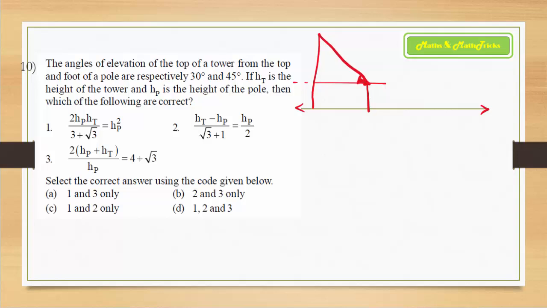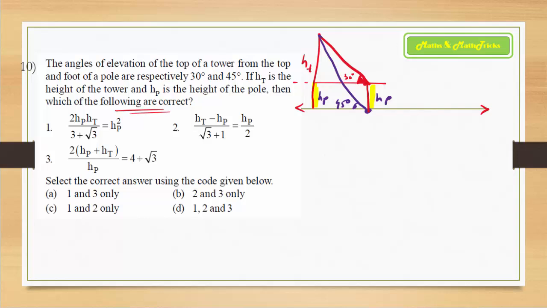And they mention that from the foot of the pole, the angle of elevation to the top of the tower is 45 degrees. So this is 45 degrees, and the earlier elevation was 30 degrees. You also know that the height of the tower is HT, and the height of the pole, which is going alongside here, is HP. So when you know this, you are asked to verify which of the following are correct statements.